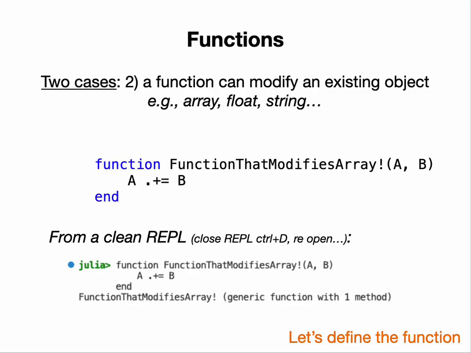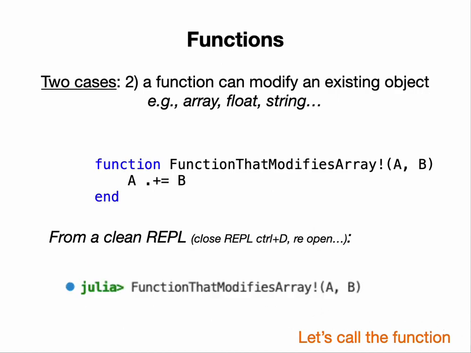Next step, we can copy paste this function and type it into the REPL, press enter, and you get this function that modifies array. It's a generic function with one method. So now the function is defined and we can call it. So we call our function. There is no assignment here. There is no equal sign on this line. We directly call the function and we give the 2 arguments.